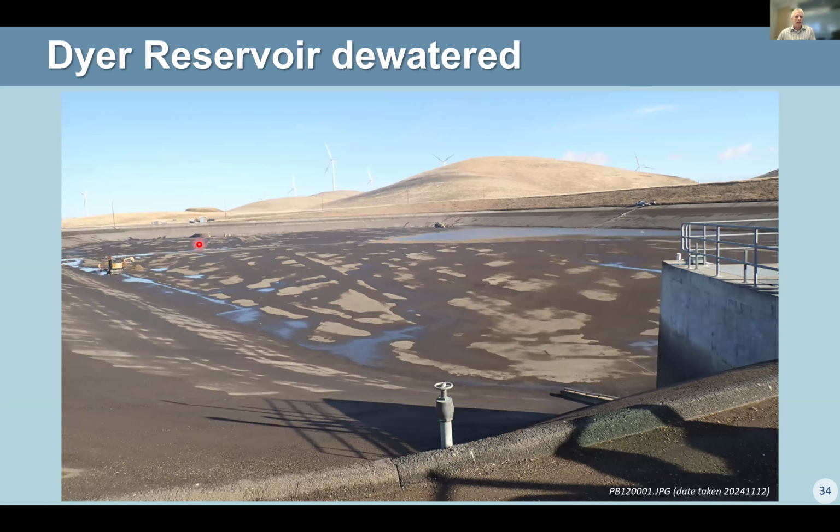This is where the water comes in, pumped from Bethany. You can see some trucks here. This is a small reservoir.